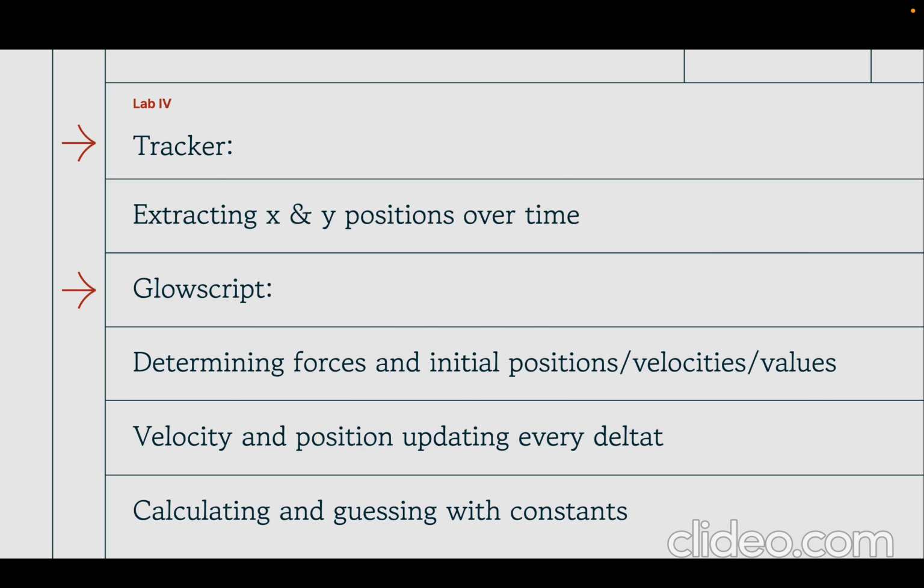So in Tracker, I just extracted the x and y positions over time, and then in GlowScript, I first determined the forces at play, and then the initial positions, velocity values, things like that. Then I updated velocity and position every delta t, which is within the while loop. And then I also went back and calculated some constants, and I also guessed and checked and tweaked some of the constants at play in this model.